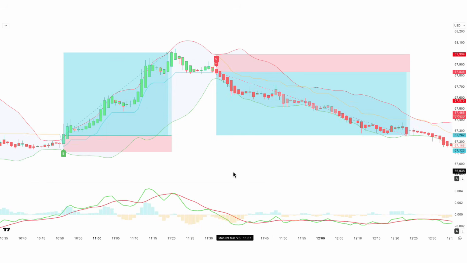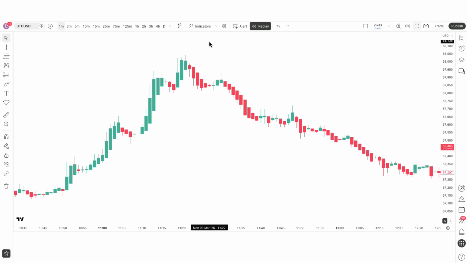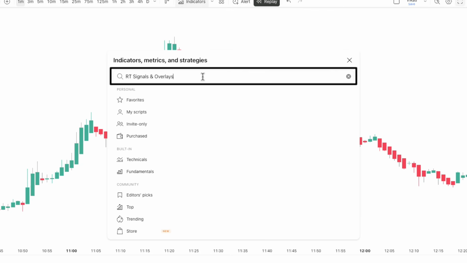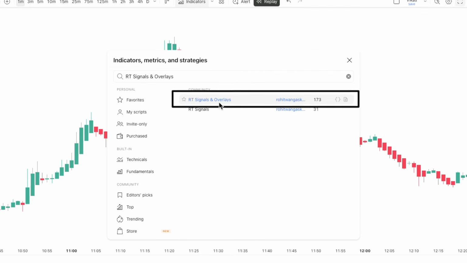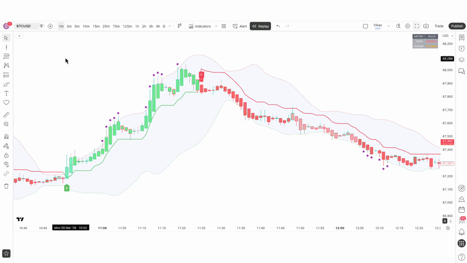Let's start the video. We open the BTCUSD 1-minute chart. And don't sweat the time frame either. Next, you'll want to find those magic indicators. Head over to the Indicators tab and search for the RT Signals and Overlays. Select the indicator made by Rohitwan Gask and add it to the chart.